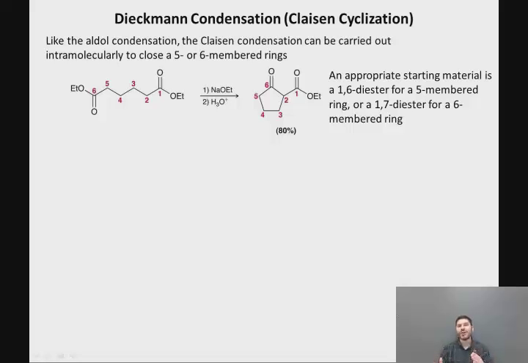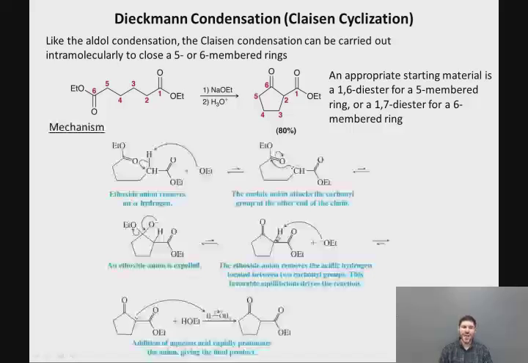If you want to close a 6-membered ring, the appropriate starting material is actually a 1,7 diester because you're going to need 5 carbons in between the 2 esters. Okay, so let's look at the mechanism for this reaction.